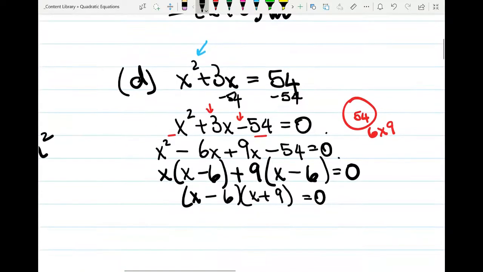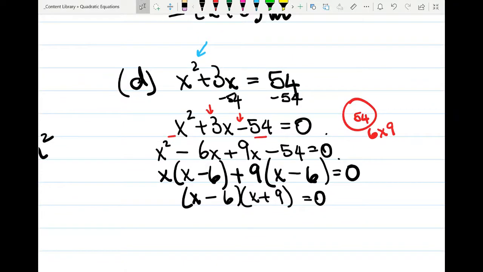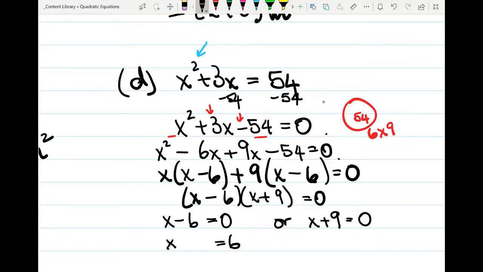Third step is the zero product property. So either x minus 6 is equal to 0 or x plus 9 is equal to 0. So in this first equation, I need to add 6 to both sides. And in the second, I need to subtract 9 from both sides.